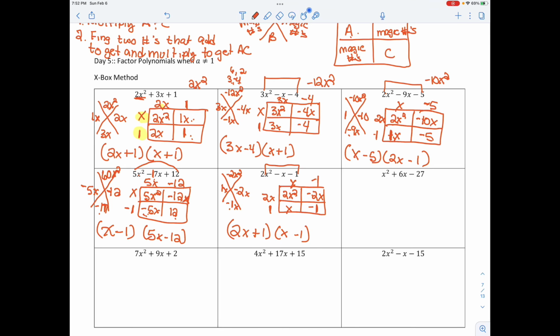Okay, boys and girls, why don't you pause the video and try the next 4 on your own and then come back and finish. Okay. All right, welcome back. Now, because our leading coefficient here is 1, I really didn't have to use the box for this one. I could have just used the x. And what can I multiply to get negative 27 and add to get 6?